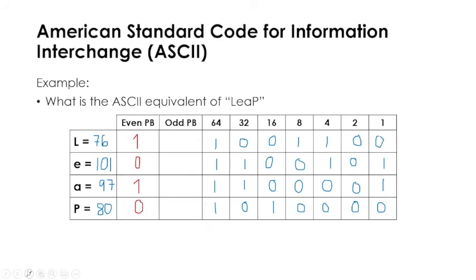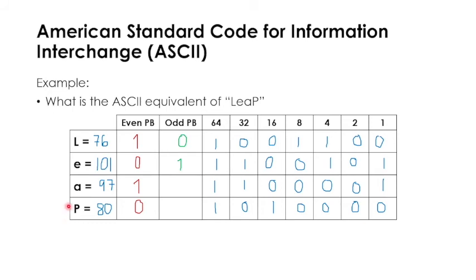What if we are asked with the odd parity bit? Just like the even parity bit, we will count the number of ones and check if it is odd. So for capital letter L, we have 1, 2, 3. So our odd parity bit will be 0 because 3 is an odd number. For small letter E, we have 1, 2, 3, and 4. Therefore, our odd parity bit will be 1 to make it odd.